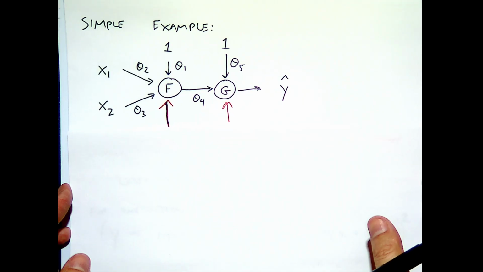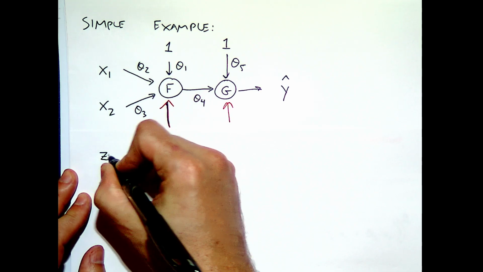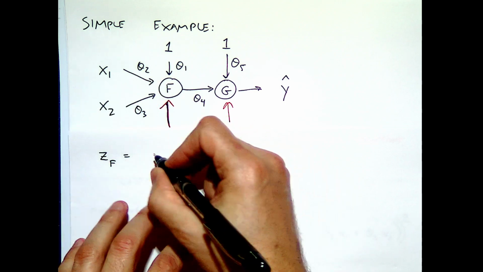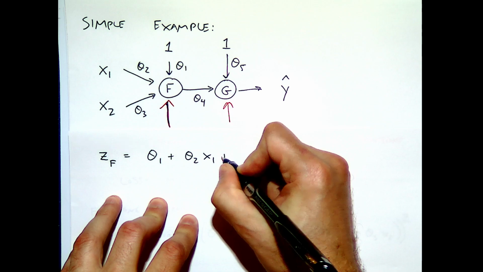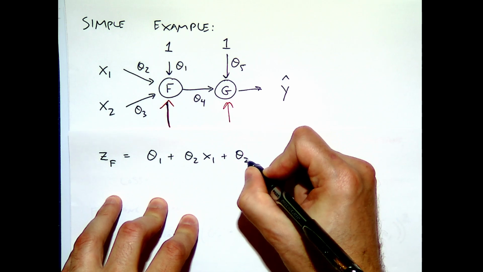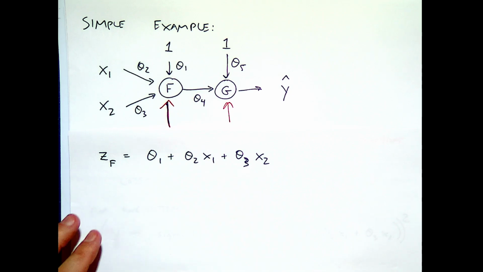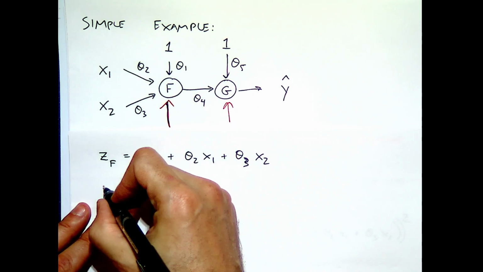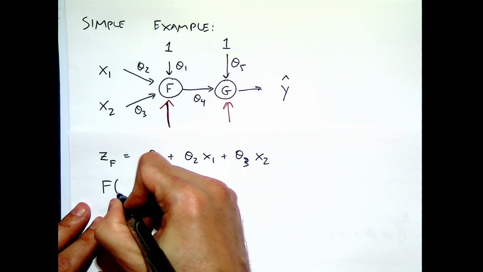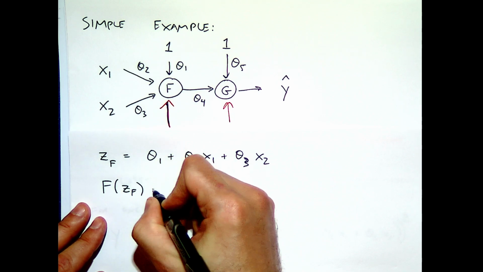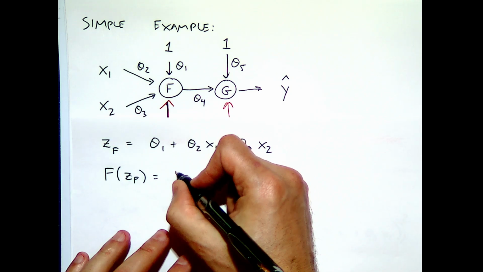So I'm going to let the input to the F neuron be z_F, which is theta 1 plus theta 2 x1 plus theta 3 x2. Arguably, I could have given these better numbers, but it's all right. And then the output of the neuron is f of what comes in, which is just the tanh function, right?